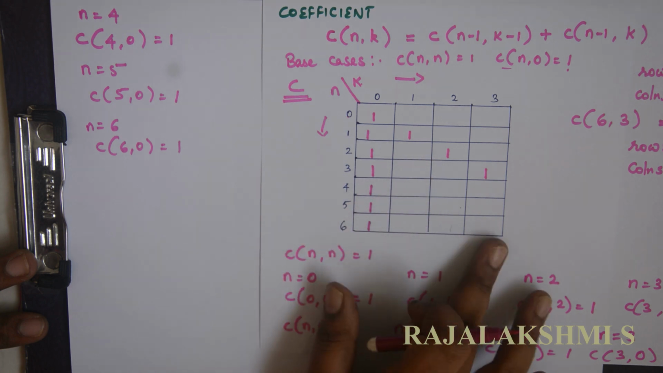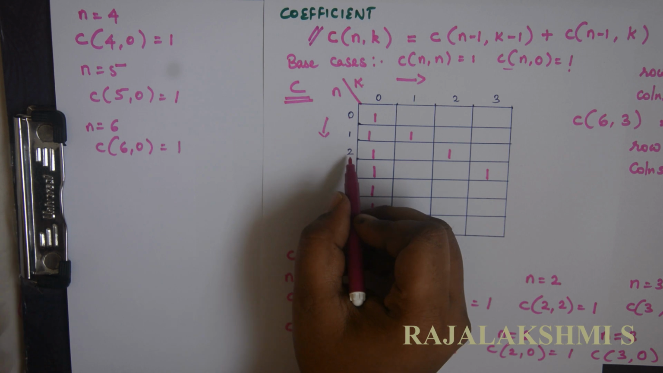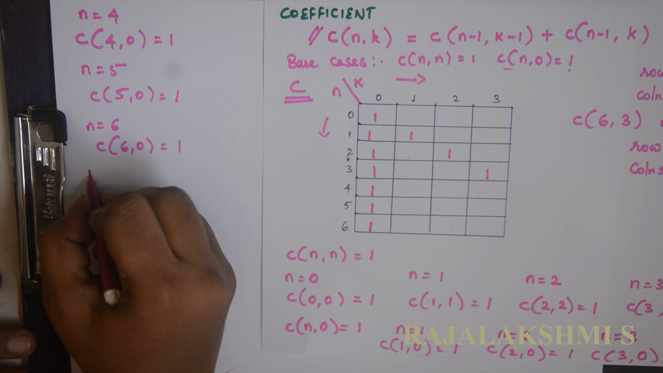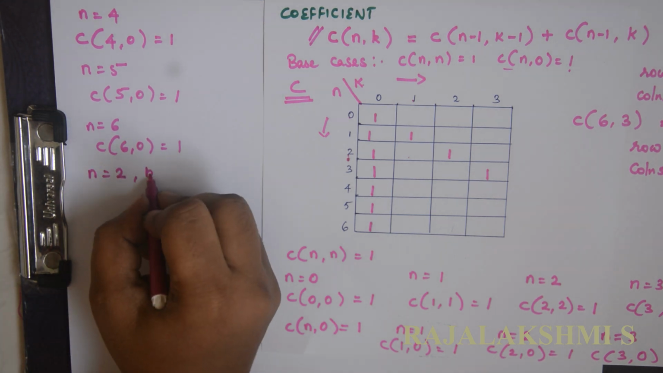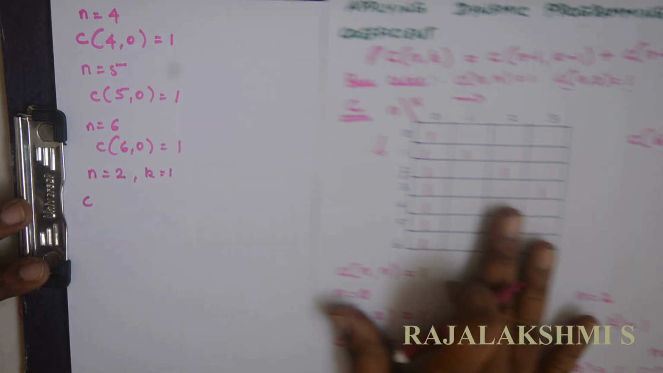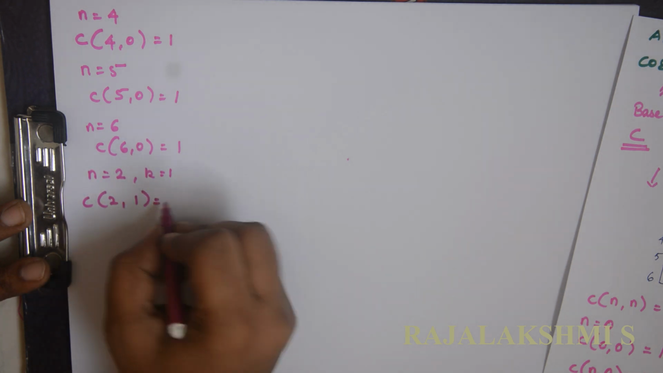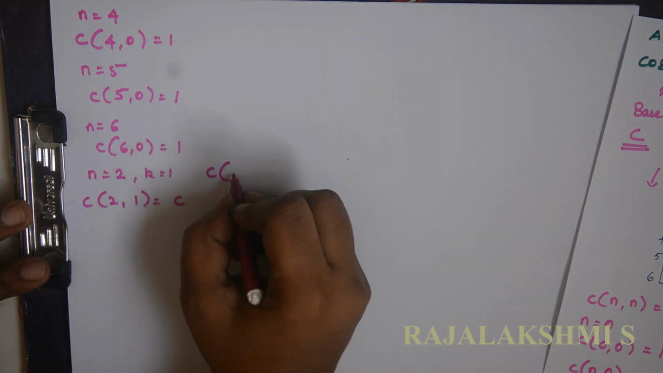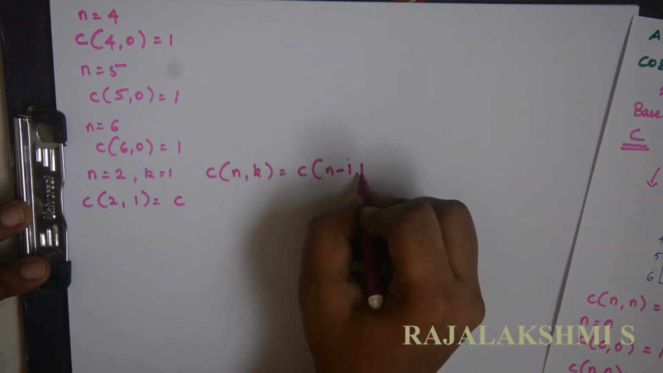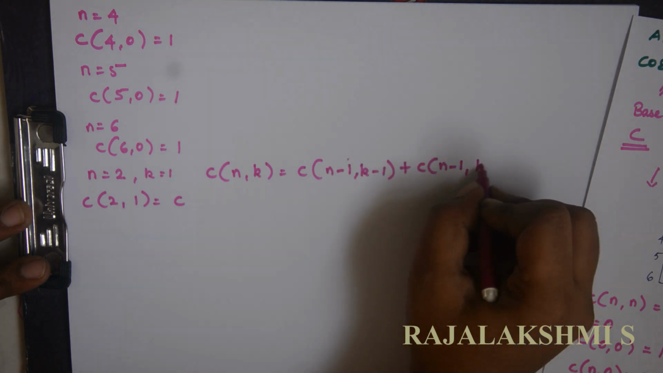Then to fill the remaining cells, we have to use this formula. The first entry we have to find is C(2, 1), that is n is equal to 2 and k is equal to 1. Now apply this in the formula. I am writing the general formula: C(n, k) is equal to C(n-1, k-1) plus C(n-1, k).